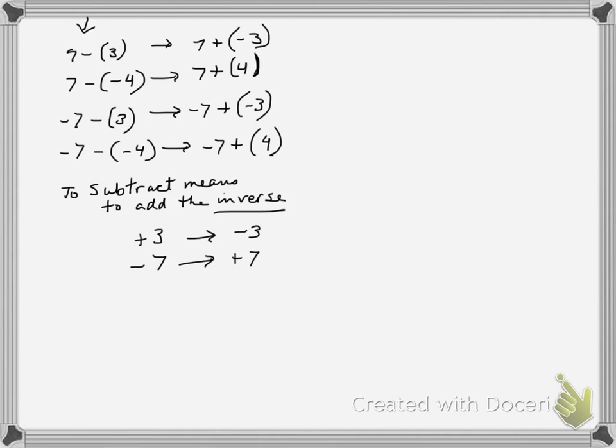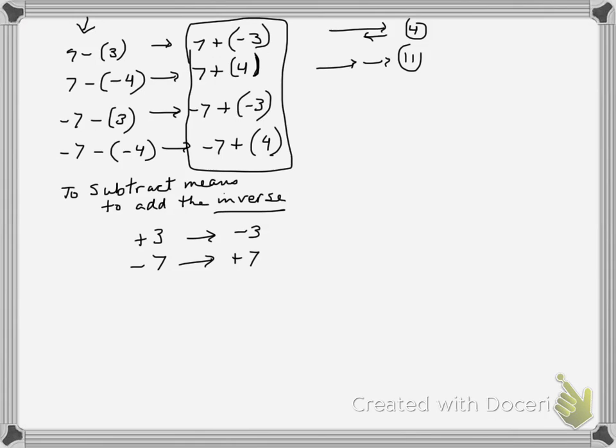Now, you already know how to do all of these problems. Let's review them very quickly. In my mind, I'm adding 7, going back 3. I will have a 4. I'm adding 7, adding 4, I will have 11.